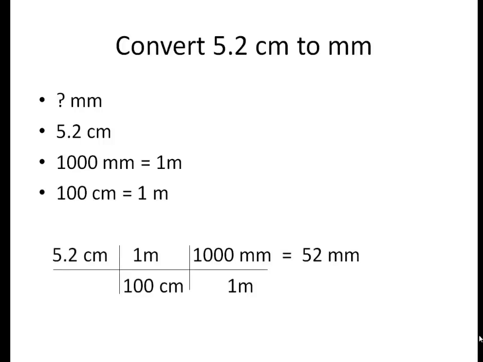I'm going to start out with the 5.2 centimeters. I'm going to make the bottom equality into a conversion factor with the centimeters on the bottom, because that will cancel the original centimeters given in the problem, and put the meters at the top. Then, because I'm not looking for meters, I need to put another conversion factor in. I'm going to use the top equality to make a conversion factor, and I'm going to put the millimeters at the top and the meter at the bottom. If I do this, the meters will cancel, and I will be left with millimeters at the top.